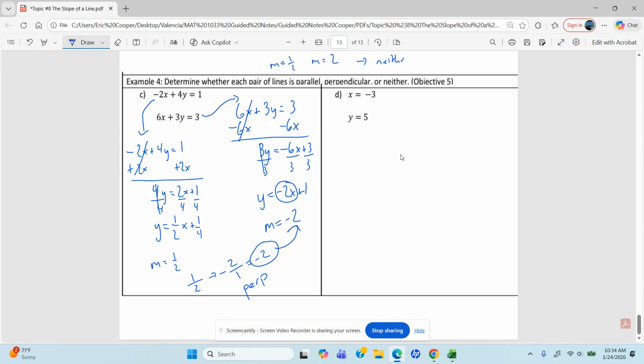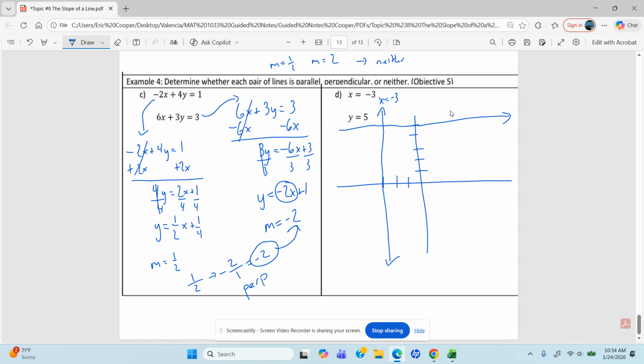Now this is an interesting case here. We remember that if x is by itself, it's just a vertical line. So really, here is x equals negative 3. And y equals 5 is just a horizontal line that goes through at 5. So it looks like this. We have a line that goes straight up and down. We have a line that goes straight left and right. They actually do form a 90-degree angle when that happens. So these lines would indeed be perpendicular.